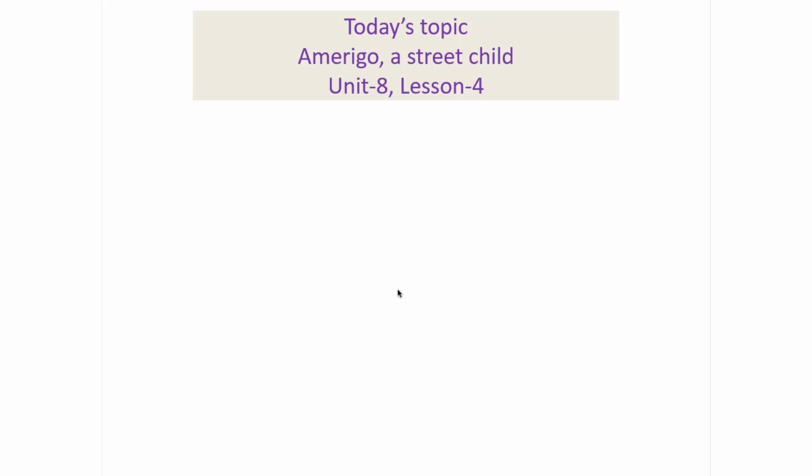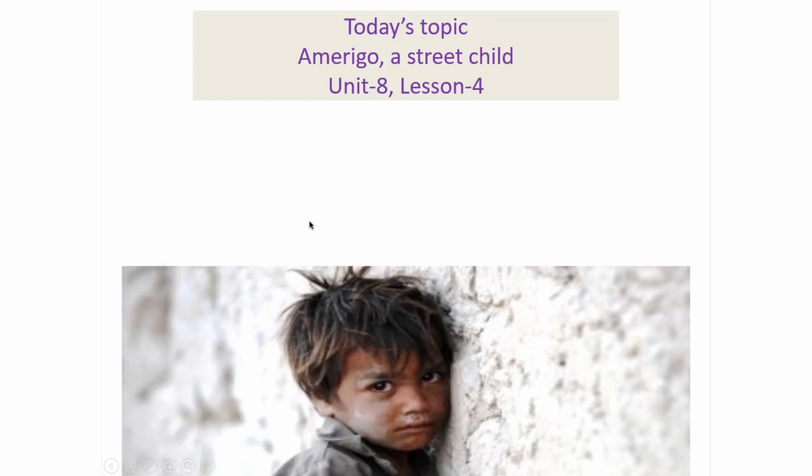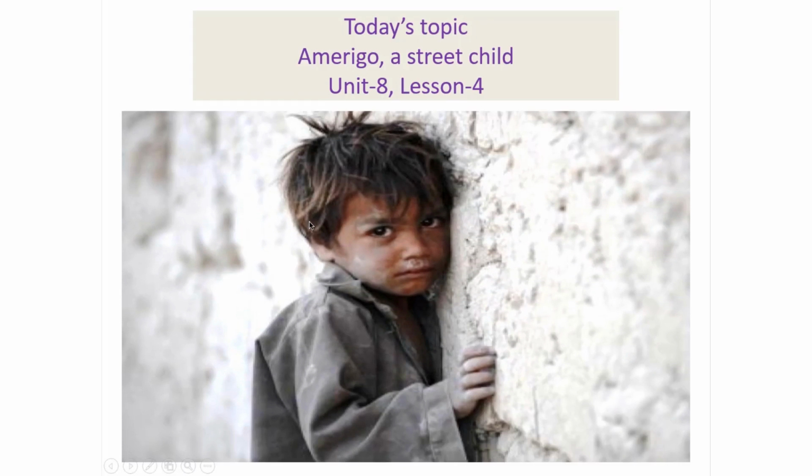We will find it in Unit 8, Lesson 4. In this lesson, we see the picture. This is a boy. His name is Amerigo. He is a street child.